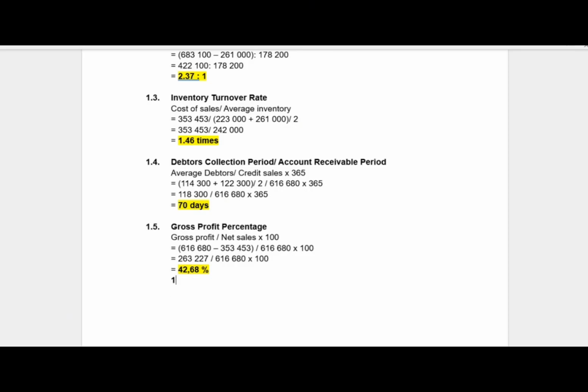Let's just do this. 1.6. Okay, so with 1.6, they say comment. You need to comment. You are required to comment. They say comment on current ratio and acid test ratio. Acid test ratio.